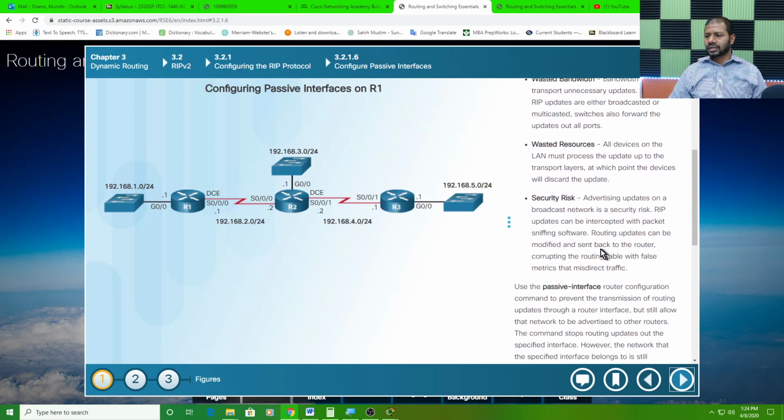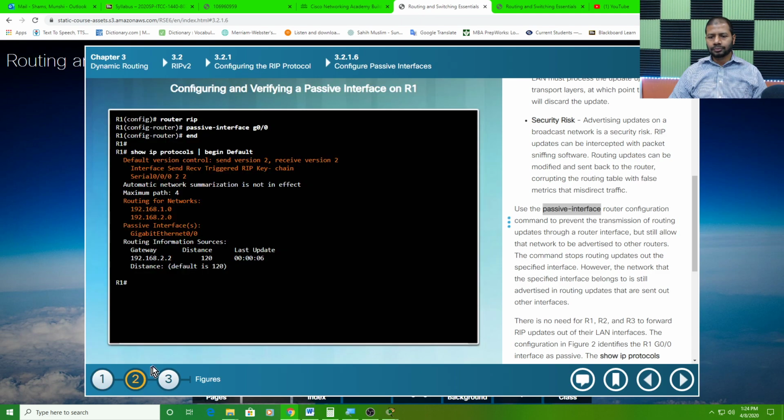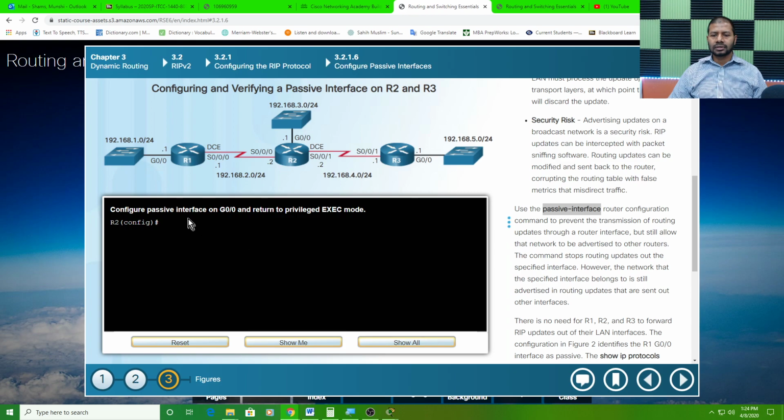So let's look at that. Use this passive-interface command. Very easy. Let's see screen number 2. Look at here. It says passive-interface gigabit 0/0. Okay, passive-interface gigabit 0/0. That's what it did. It wants you to practice.